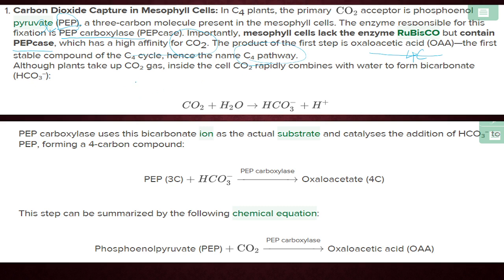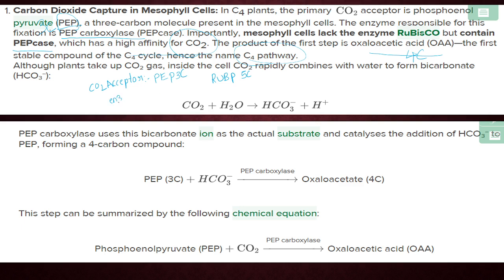So, the first carbon dioxide acceptor in C4 plants is PEP, a 3 carbon compound. The carbon dioxide acceptor in C3 plants is RuBP, a 5 carbon compound.